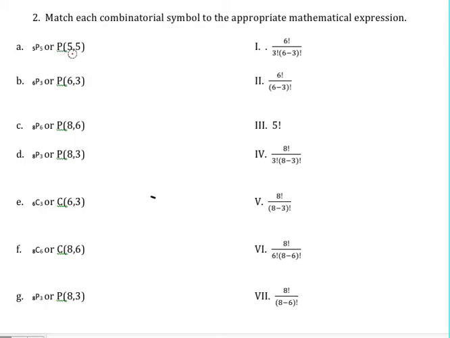This is 5 pick 5, which means you have 5 objects and you have to write them in order of 5, or order matters. So this one's just 5 factorial.